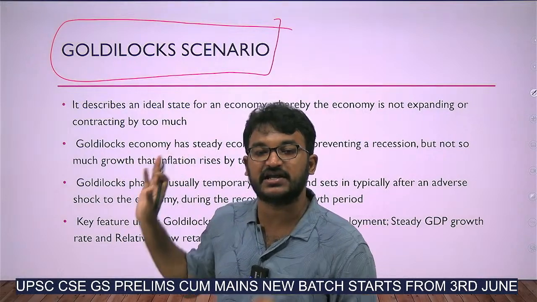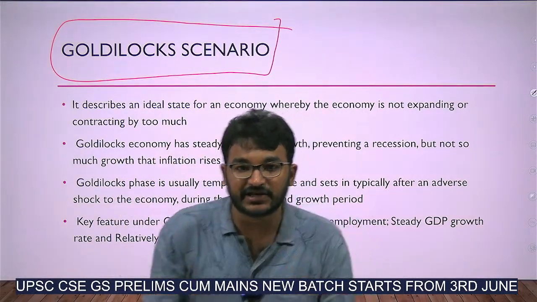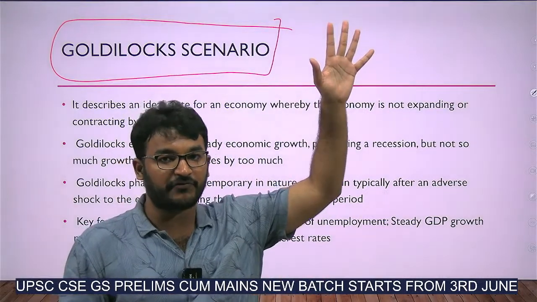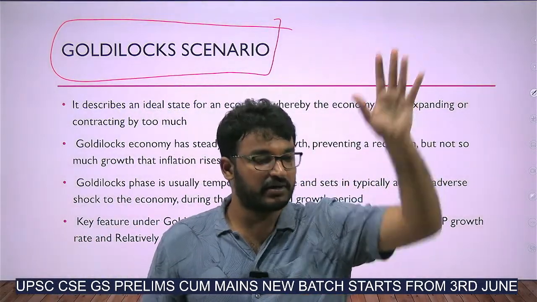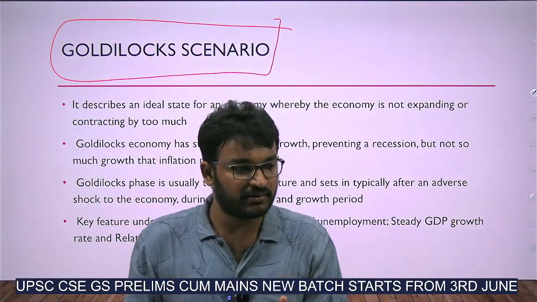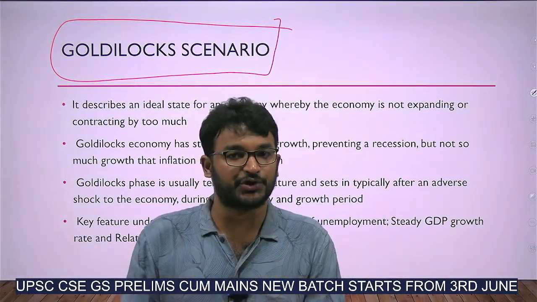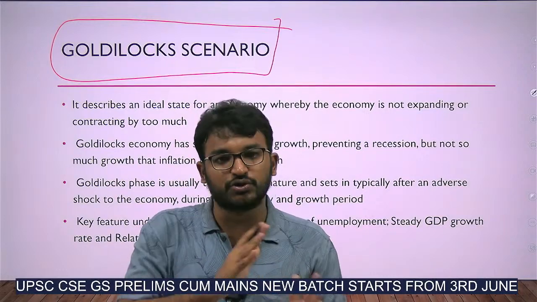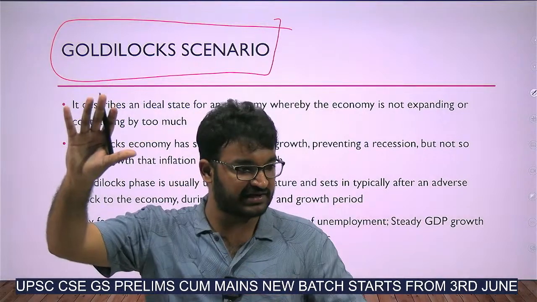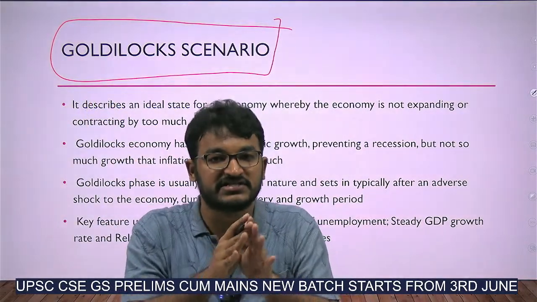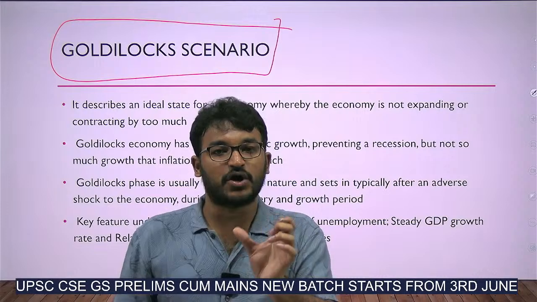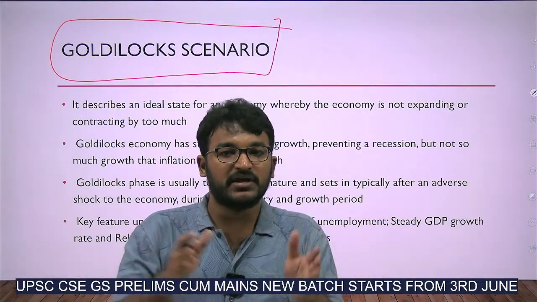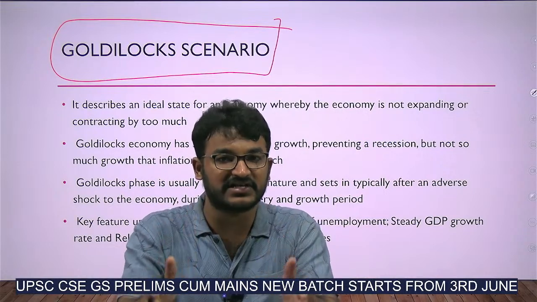Similarly, this Goldilocks scenario from an economic perspective is a scenario where the economy is doing good. It is not too high or too low. It is on the middle path, stable. Unemployment is low, inflation is controlled, economy is doing good. There is no high level of growth, there is no recession, but it is going in a stable way. It is called Goldilocks scenario. This can't happen over a longer time. This is only for a very few days.